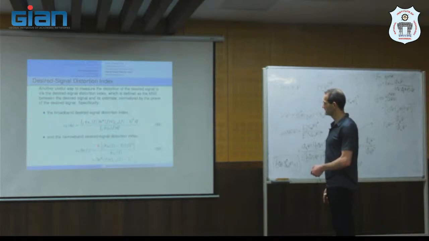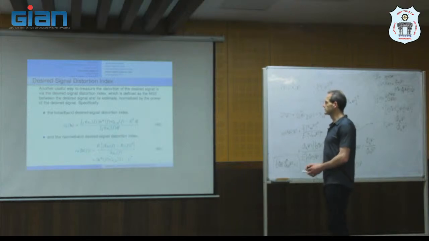Let's see the narrowband first. The narrowband: the expectation of the magnitude squared of X filtered desired minus x1. This is the variance of the error, the mean squared error of the distortion, normalized with the variance of x1. We obtain this expression. This is the distortion index, the narrowband distortion index.